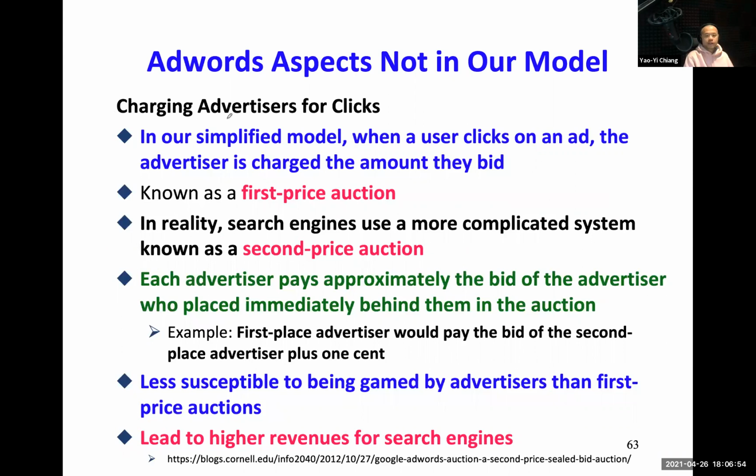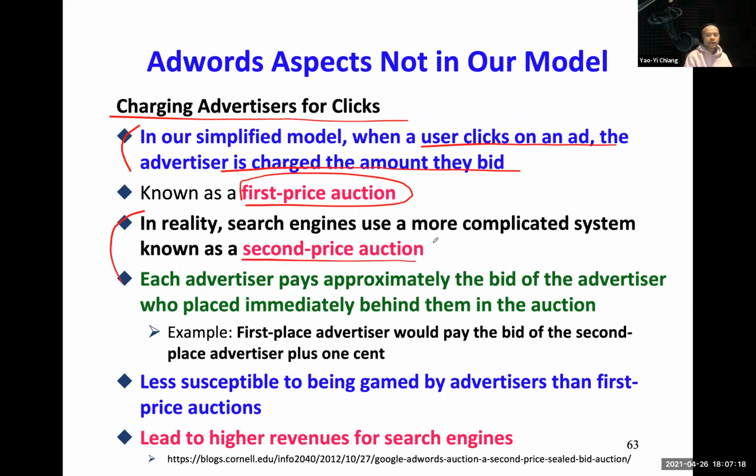Also, charging advertisers for clicks. In our simplified model, when the user clicks on an ad, the advertiser is charged the amount they bid. This is called the first price auction, right? In an auction, you bid, and if you win the auction, you pay what you have bid. In reality, search engines use a more complicated system called second price auction. This has been used in many different real-world auctions for a long time. So what is a second price auction?